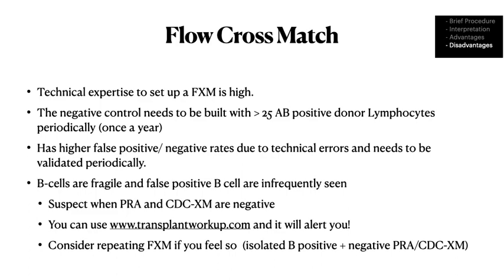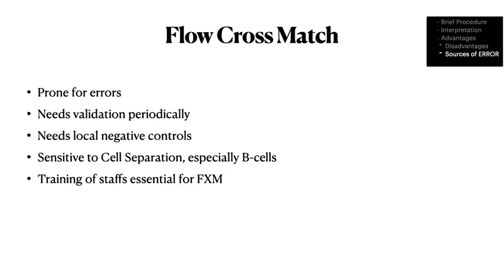Again, you can use this particular web app. It will help to alert you, and consider repeating the flow cross match if you feel so, for example, an isolated B cell positive in the presence of a negative PRA and CDC. The flow cross match is again prone to errors, so it needs to be validated periodically. Unlike the CDC and the PRA we have seen, this is error prone and validation is a must.